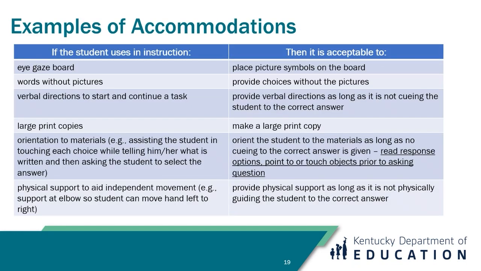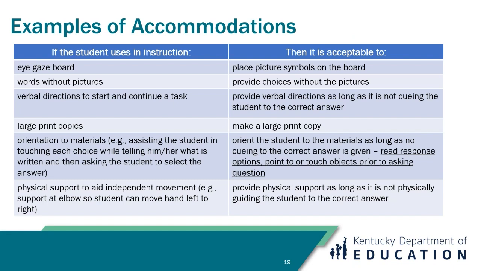This slide provides a list of possible accommodations used in instruction and how they can be used for the ATs. I'm going to read over them and possibly explain a little more about each. If the student uses an eye gaze board where pictures or words are placed on a board and the student looks at his or her selected answer for instruction, then it is fine to cut apart the picture choices and put them on the board as long as the same order or sequence is maintained.